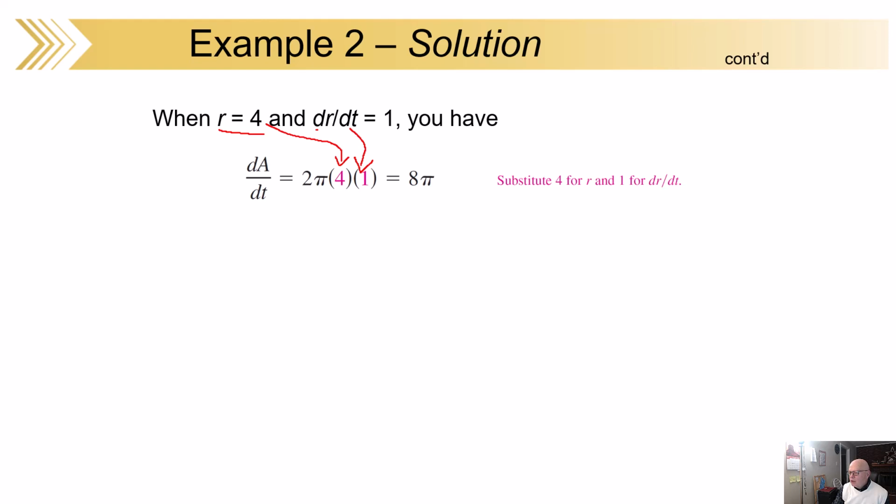Now what we need to remember is we're finding out how the area is changing with respect to time. So this isn't just 8 pi. It's 8 pi square feet because it's area per second. Just put those numbers in. Don't forget the units.